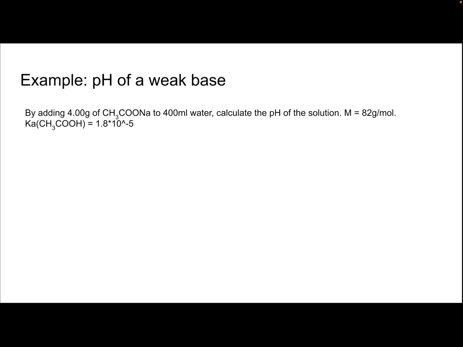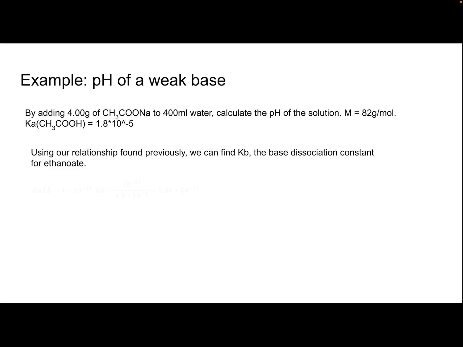Right, so for this question, we are given the Ka of ethanoic acid. First things first, we're going to calculate the Kb for CH3COO-, which is the conjugate base. Using the relationship we found previously, we can find the Kb, which is the base dissociation constant for ethanoate ions. If we rearrange to find Kb, we'll find that Kb equals 5.56 times 10 to the power negative 10.